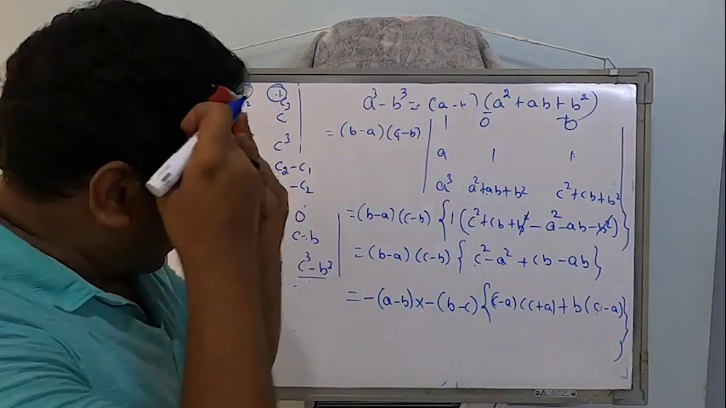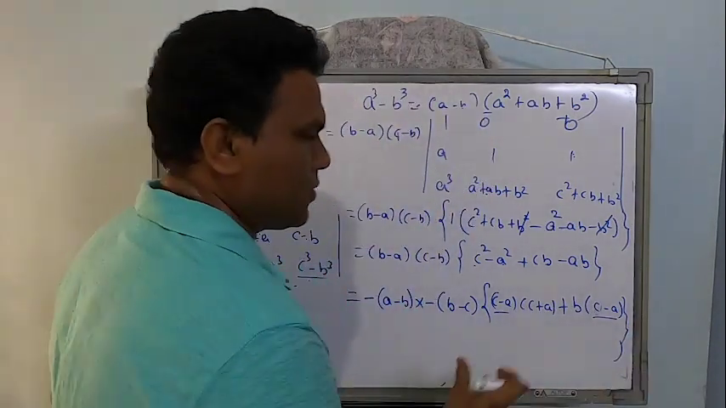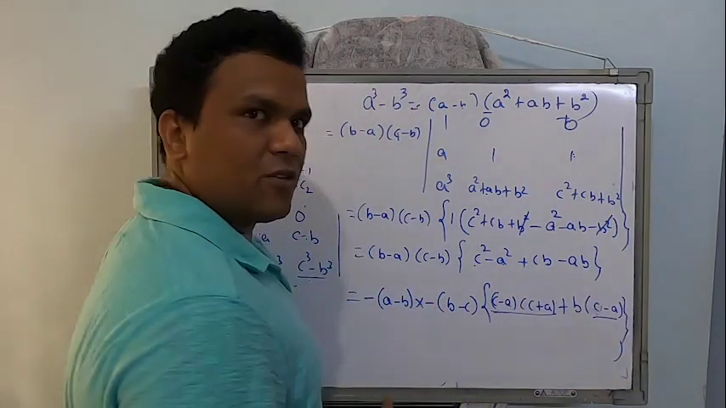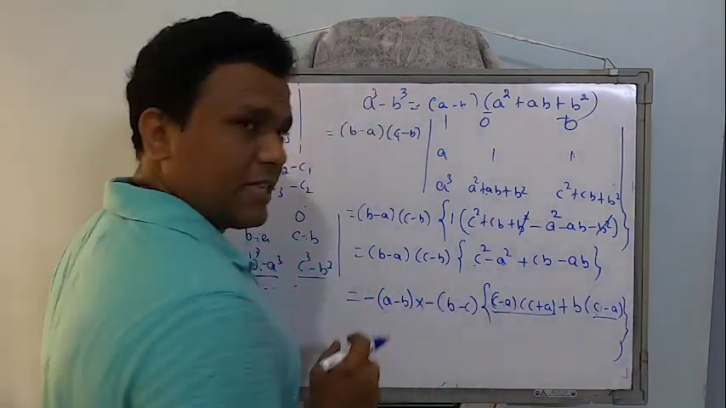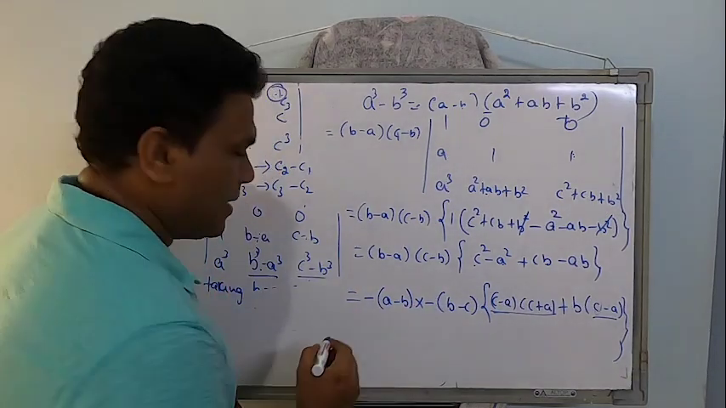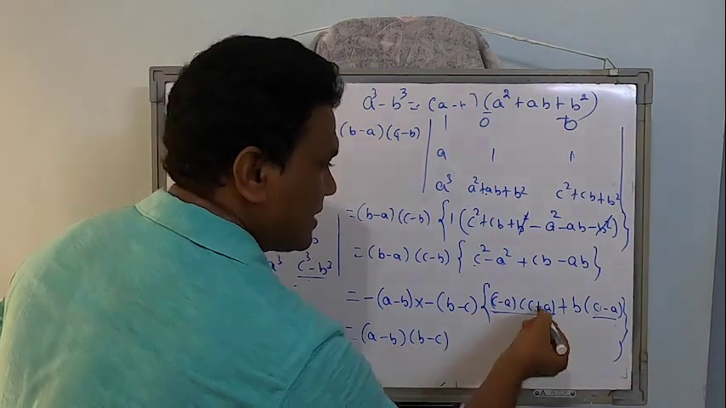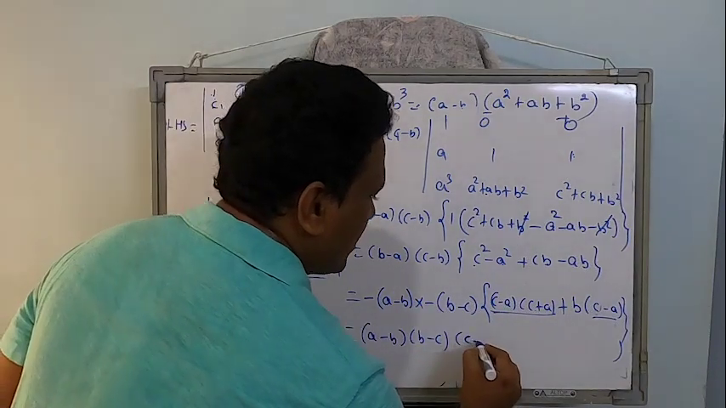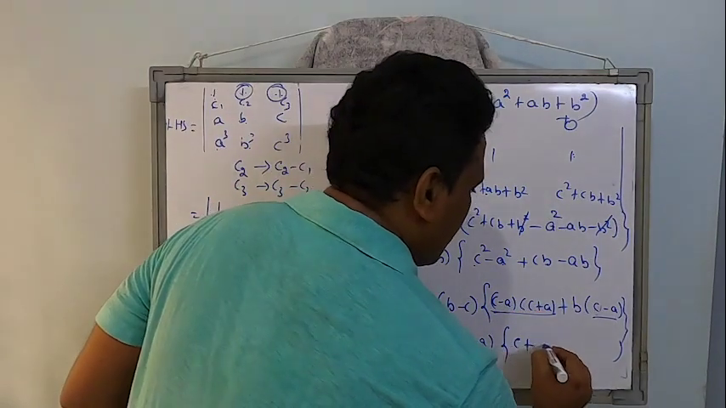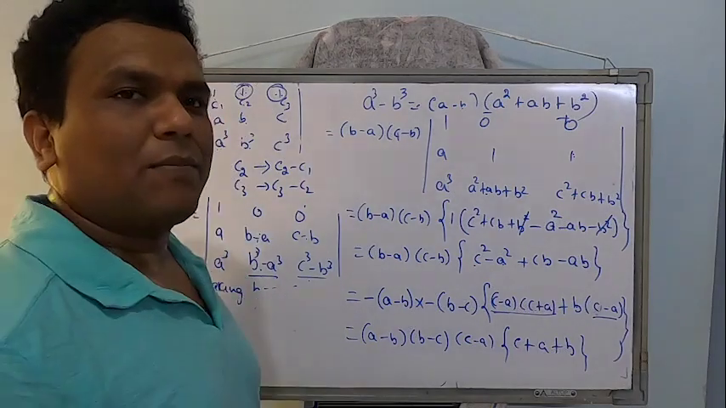That's fine, students? Okay. Now we have to just observe here what is common in these two. See, this is my first term, plus my second term is B into C minus A. The common in these two is C minus A, that is taken outside. At the same time, minus multiplied by minus will be plus. So A minus B multiplied by B minus C, C minus A is taken common now. What is the remaining element? Here it is C plus A, and here it is plus B. That is nothing but A plus B plus C.